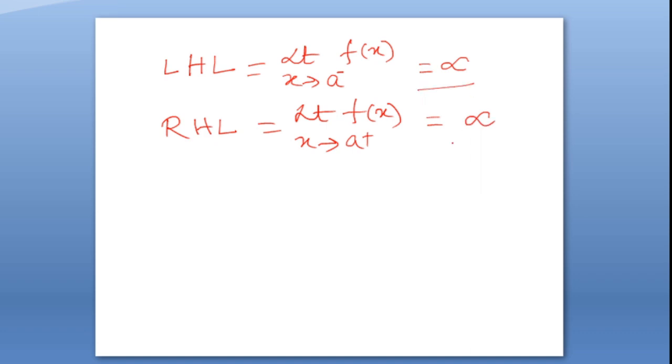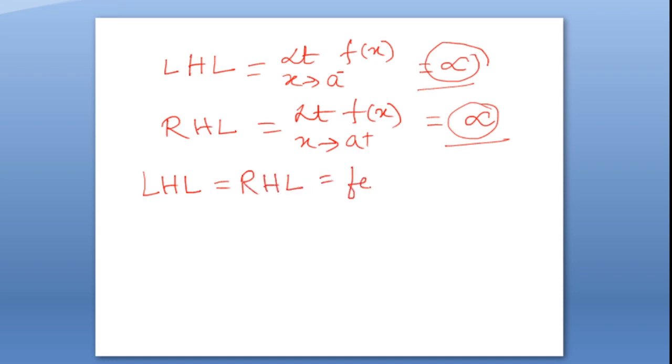Since both are equal, can we say the limit exists, that is LHL is equal to RHL, that's why the limit exists? No, because this number is an infinite number, and the condition of LHL equal to RHL applies when these are finite values, then we can say the limit exists, otherwise it will not exist. That means it should be a finite value.